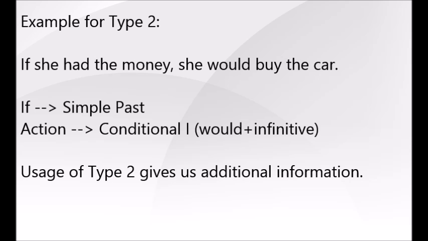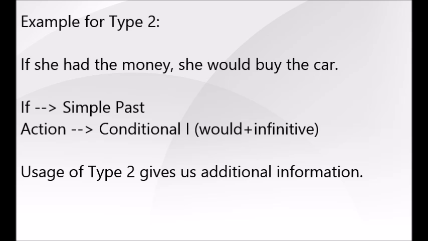An example for type 2 would be, if she had the money, she would buy the car. And again, you can see that the if part stands in simple past and the action part stands in conditional 1. And the usage of type 2 of the conditional clauses gives us additional information. Because we know that we only use type 2 of the if clauses if an event is not likely to occur, this shows us that obviously the person does not have the money to buy a new car.